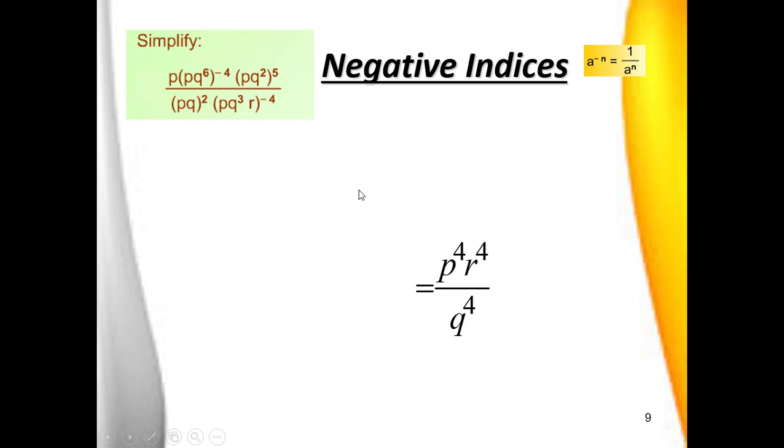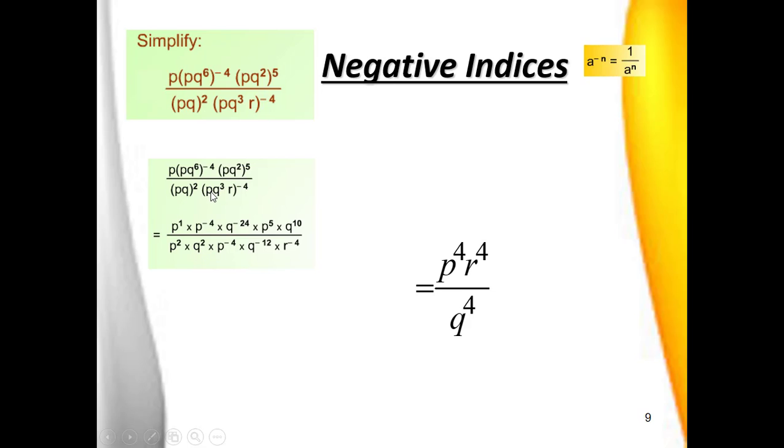So what they do is they go and remove the brackets first. You can see p is by itself, so p to the 1. Then p raised to the power of negative 4, so p power negative 4. q raised to the power of 6 and negative 4, so it will be q to the negative 24. Then the next one, p raised to the power 5, and then q raised to the power of 2 times 5, which is 10. Then the denominator, p raised to the power 2, q raised to the power 2.